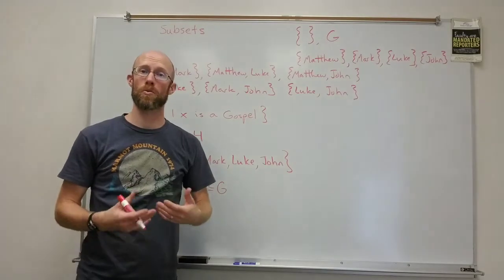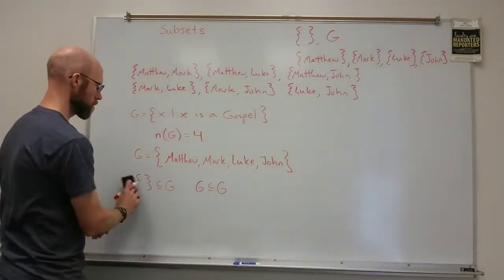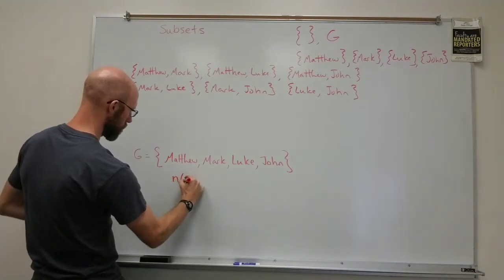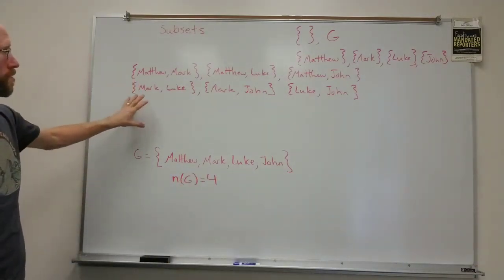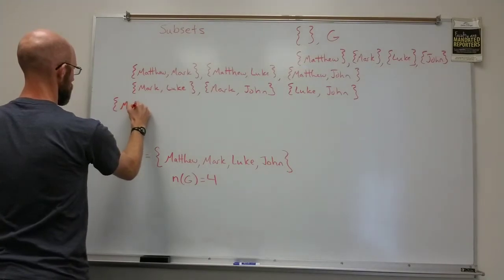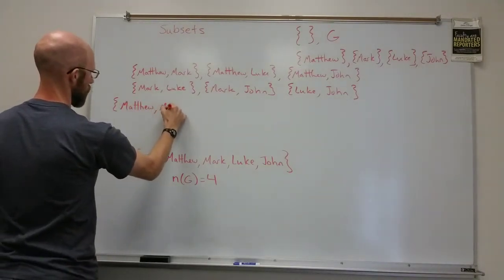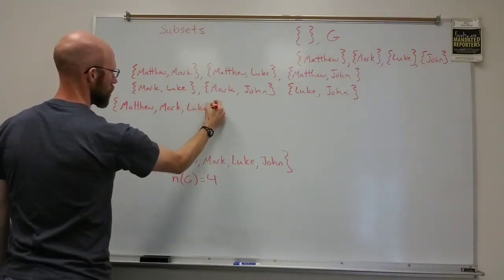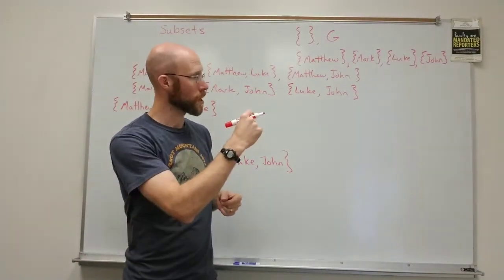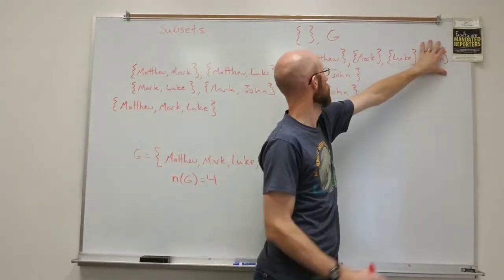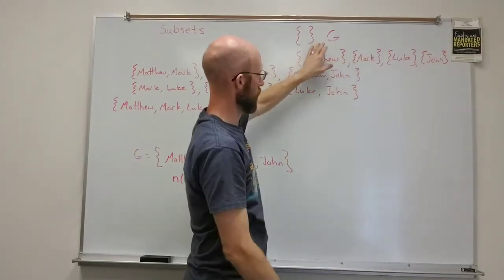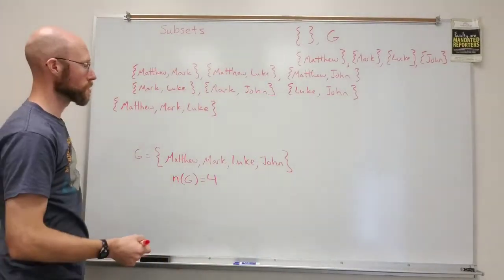Now we've got to look at subsets with three elements. Maybe I'll just erase this up here. I am going to keep the cardinal number. Okay, so sets with three elements. Well, we have the set with Matthew, Mark, Luke. Basically, to figure out the ones with three elements and make sure we get them all, you could just take one of them out at a time. So if I took the book of John out, I get Matthew, Mark, Luke. If I take the book of Luke out, I get Matthew, Mark, John. If I take Mark out, I get Matthew, Luke, John. If I take Matthew out, I get Mark, Luke, John. Okay, so those are the four different sets of three.